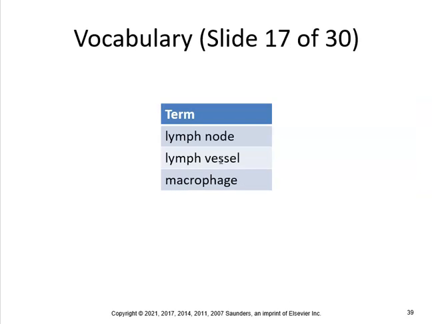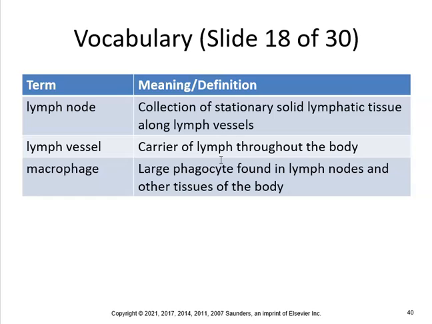What's a lymph node, lymph vessel, or a macrophage? A lymph node is a collection of stationary solid lymphatic tissue along lymph vessels, and if they're sore, that can mean that you have either a bacterial or viral infection. A lymph vessel is a carrier of lymph throughout the body, and a macrophage is a large phagocyte found in lymph nodes and other tissues of the body.